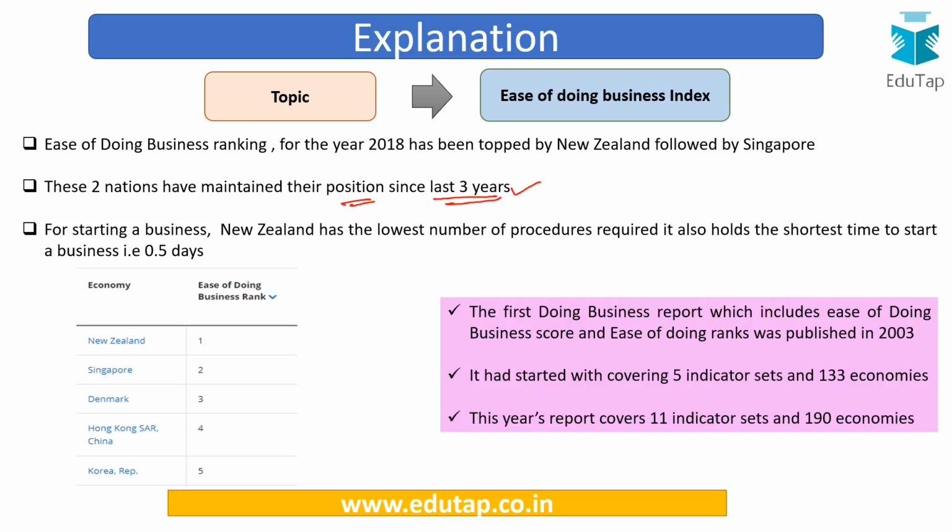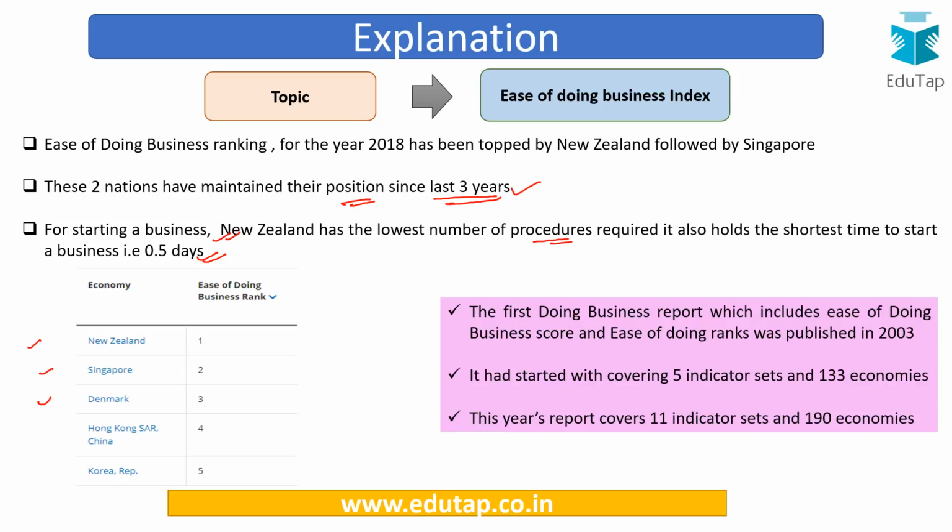That is also important. And let me just tell you that for starting a business, New Zealand has the lowest number of procedures required. That means the shortest time in the world to start a business, which in New Zealand would be 0.5 days. Here you can just see that New Zealand has topped it. The top 5 nations are basically given here, followed by Singapore and Denmark. So the top 3 nations are here, and some important things I've also mentioned here about the Doing Business report itself.